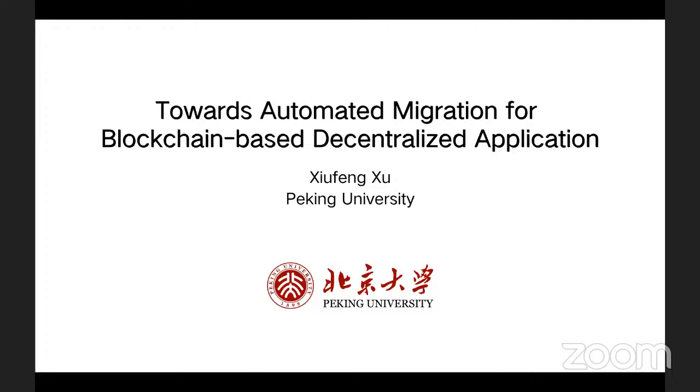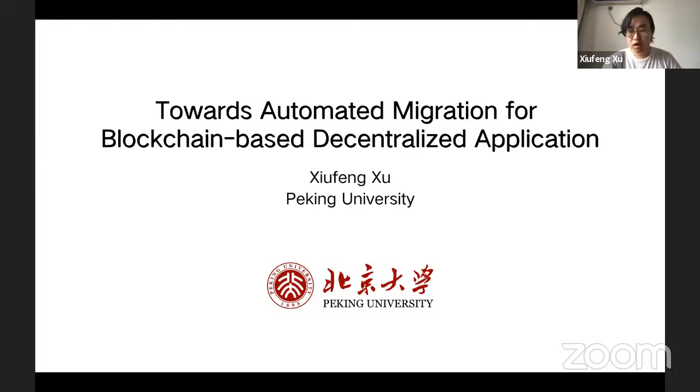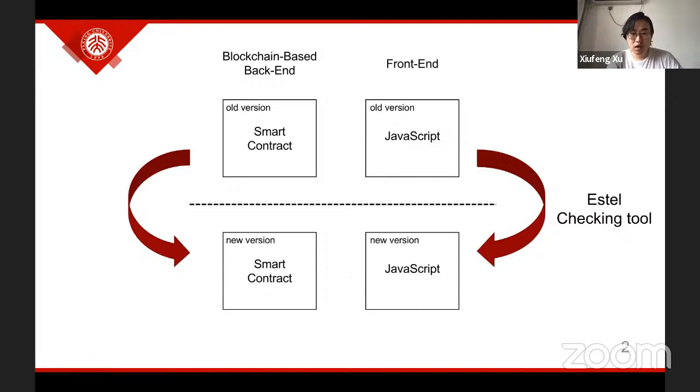Okay. Hello, everyone. I'm Zhufeng Xu from Peking University, and I'm glad to have this opportunity to share my research on automated migration for blockchain-based DApps. DApp means decentralized application. DApp migration includes two parts. One part is smart contract migration, and the other part is the corresponding front-end migration.